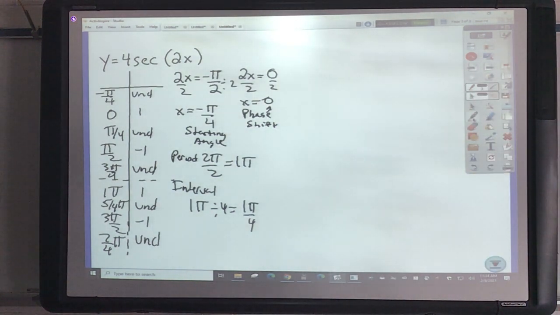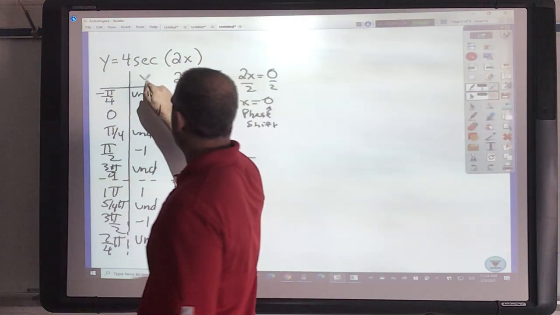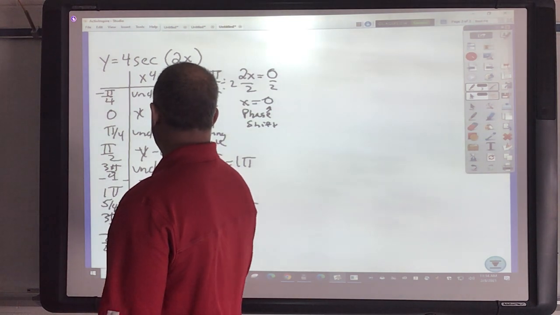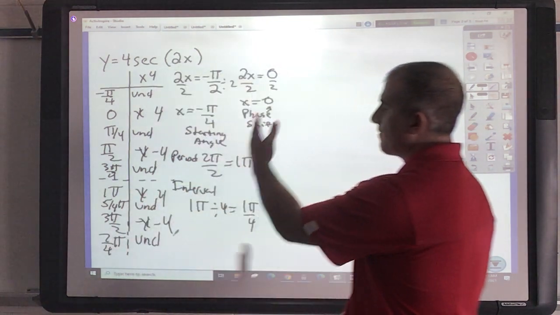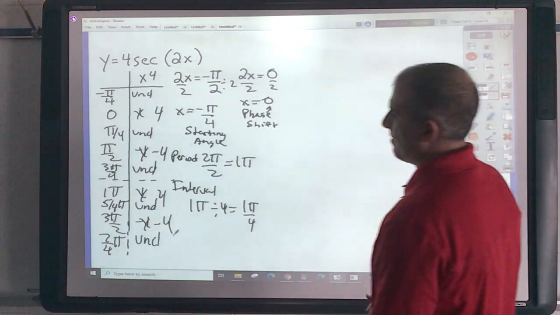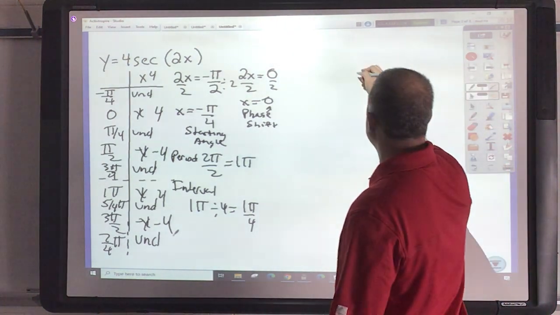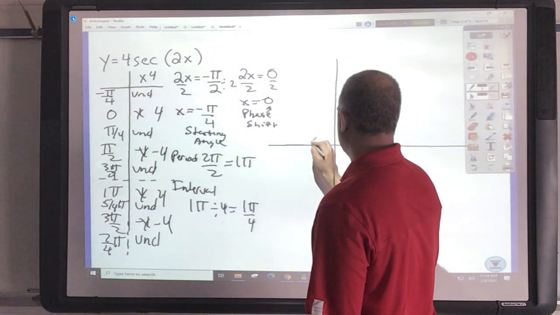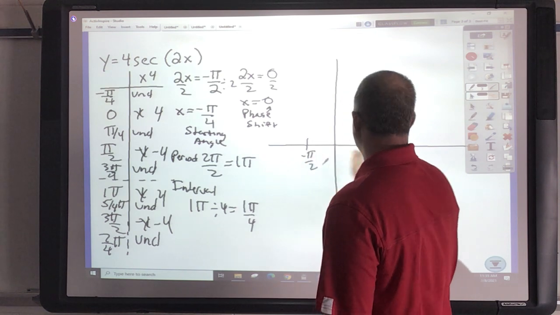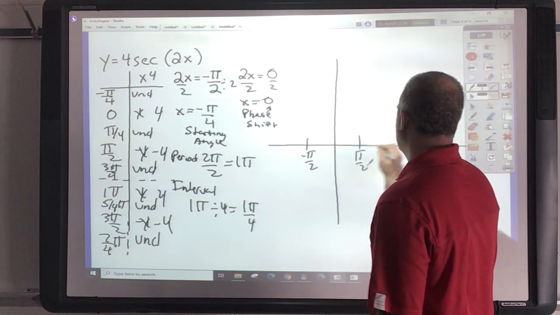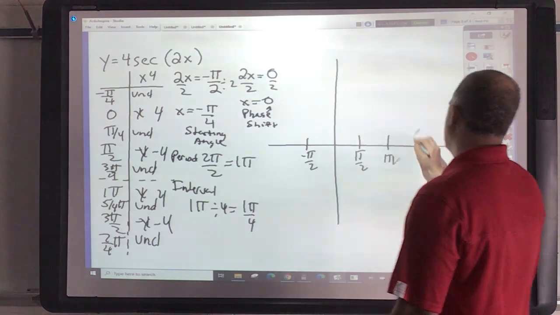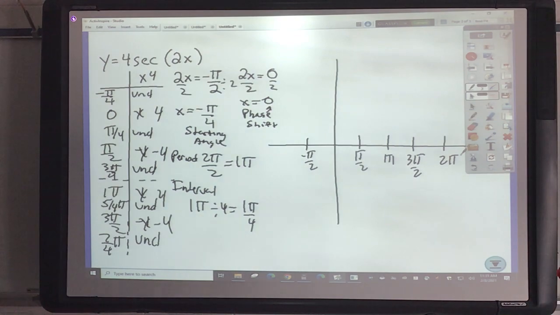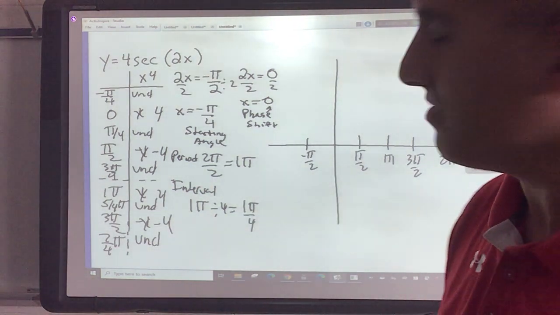Now, what's going to happen with my values? I'm going to multiply by 4 here, so that's now going to be 4, -4, 4, -4. So I'm going from negative pi over 4 to about 7/4, or about 2 pi. So I got negative pi over 2, 1 pi, 3 pi over 2, and 2 pi. How did I know to go that far? Well, 4 goes into 7 only one time, so I know it's no more than 2.